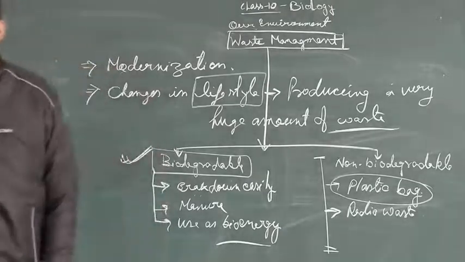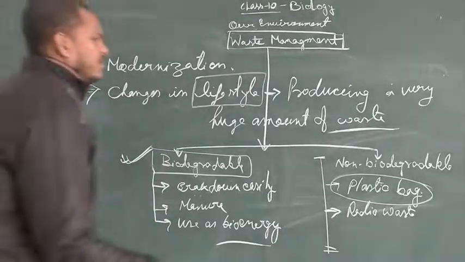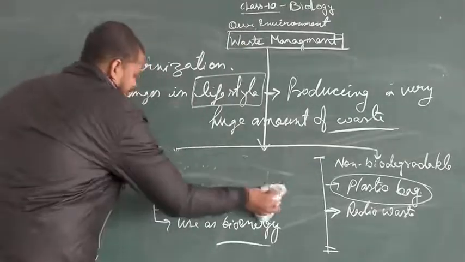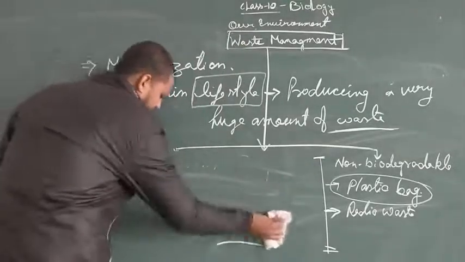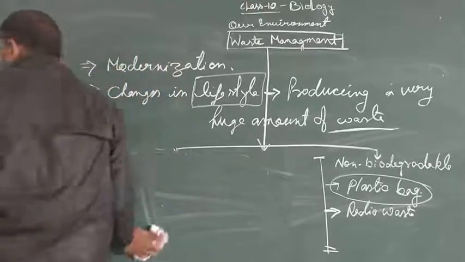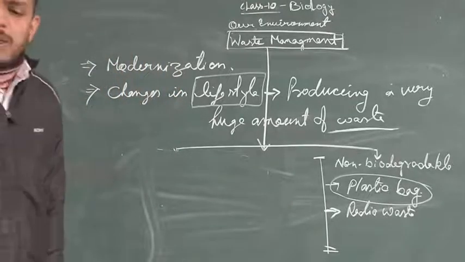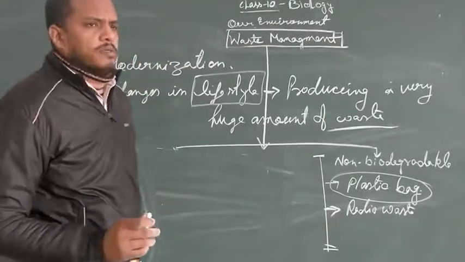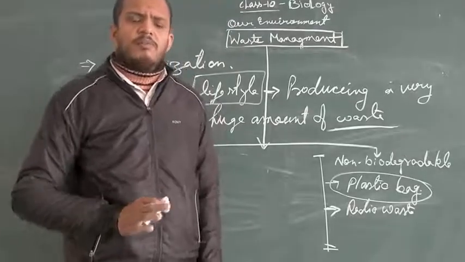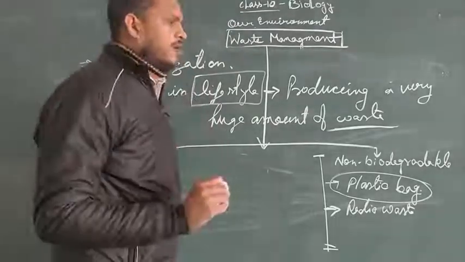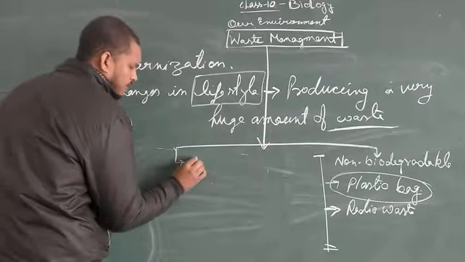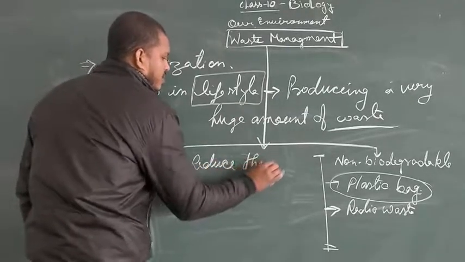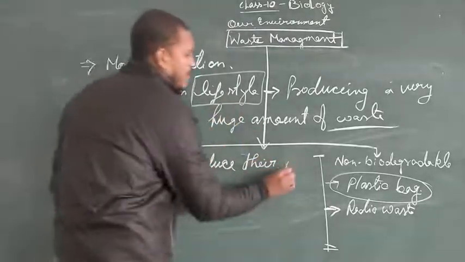Now what we can do, in class 9th I think you have studied about this thing, but with such kind of things, see, there are 3 R strategies. We cannot degrade them easily, but what we can do is we can reduce their use. How come?